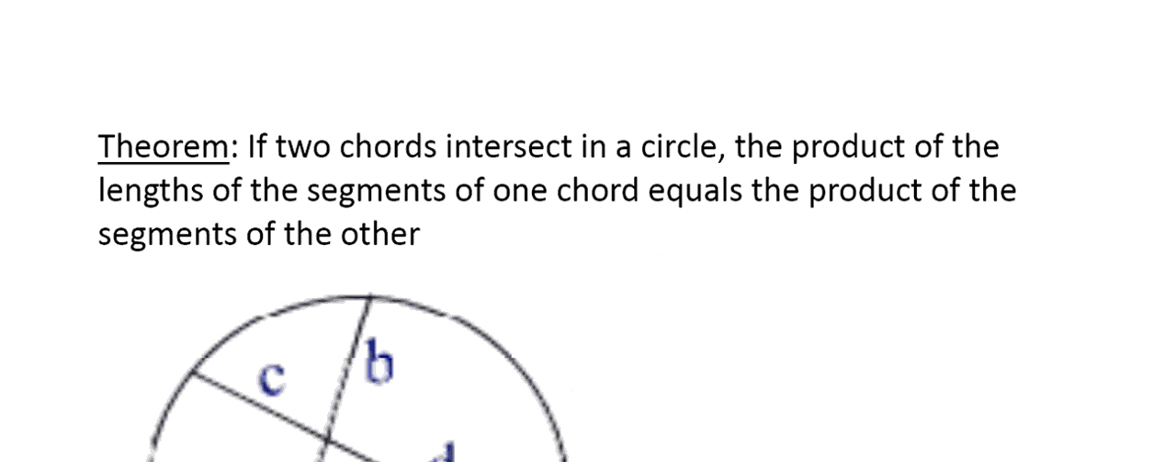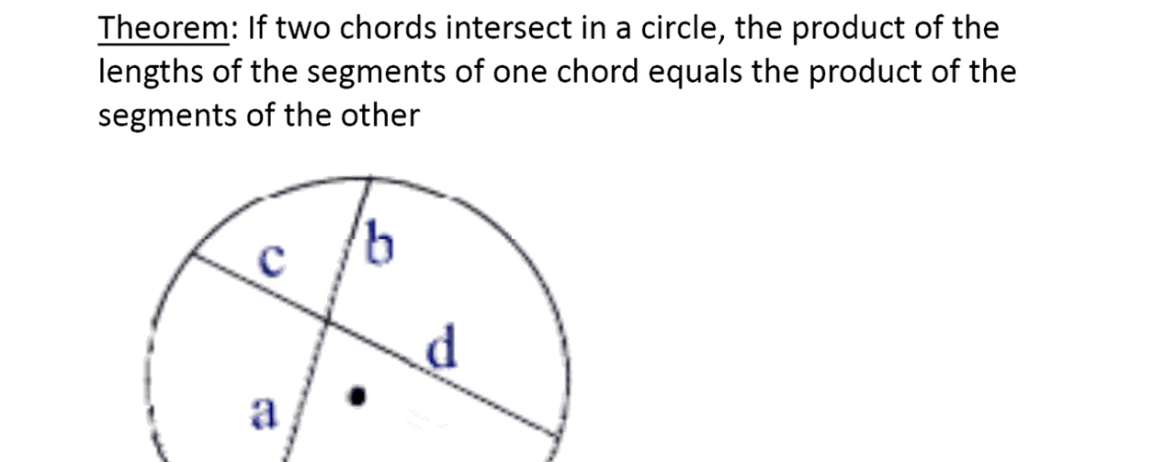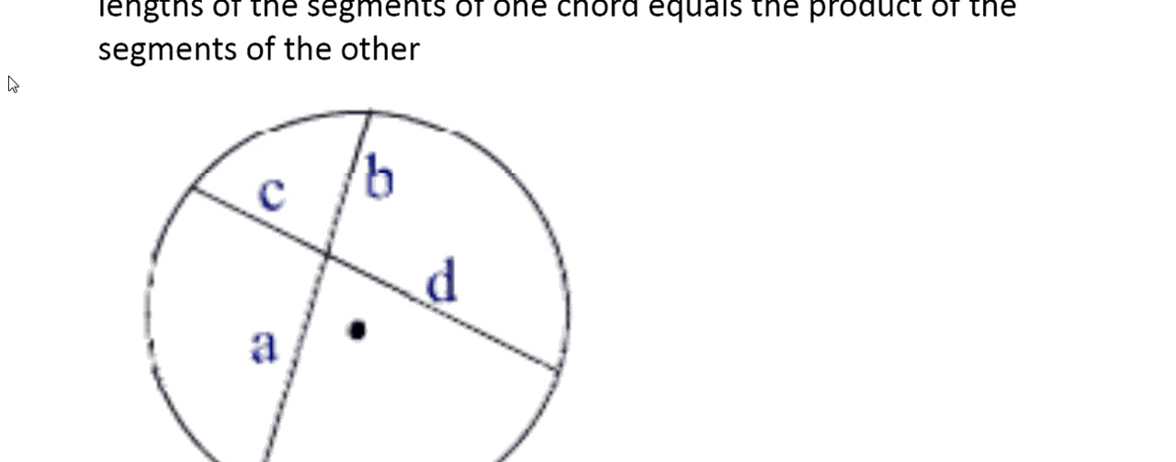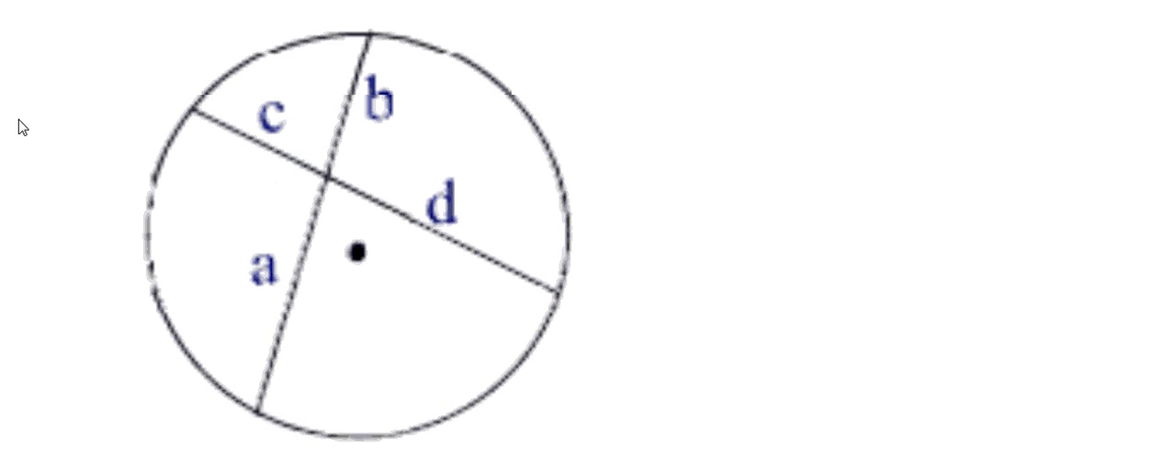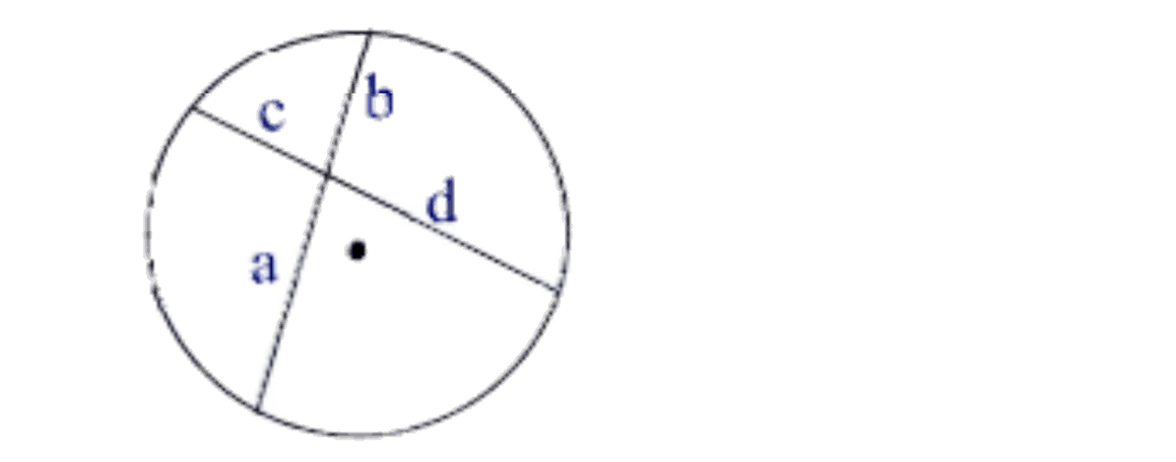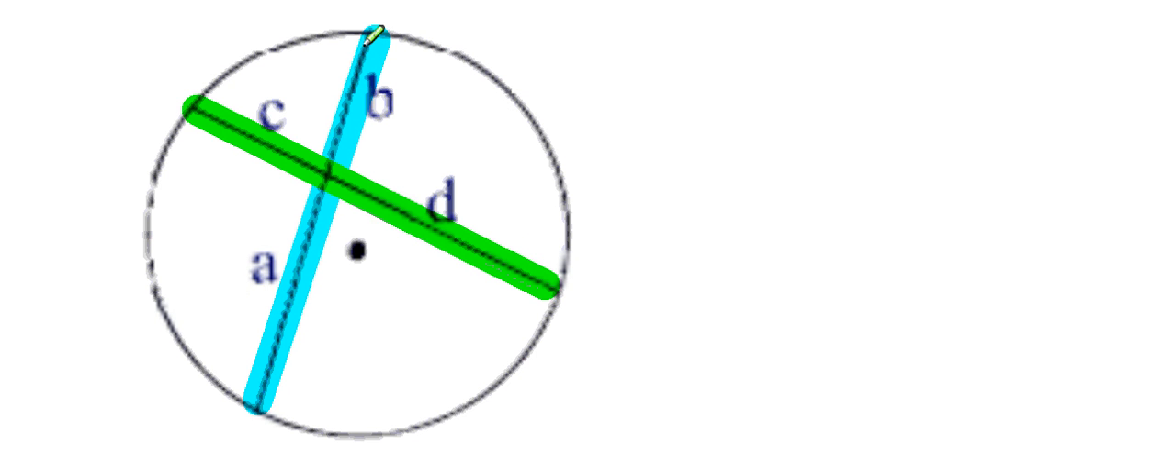And then the last one that you need to be aware of talks about 2 chords intersecting inside the circle. It says the product of the lengths of the segments of one chord is equal to the product of the lengths of the segments of the other. All right, so in mathematical terms, here's what we're talking about. I have a green chord and I have a blue chord. They intersect inside the circle.